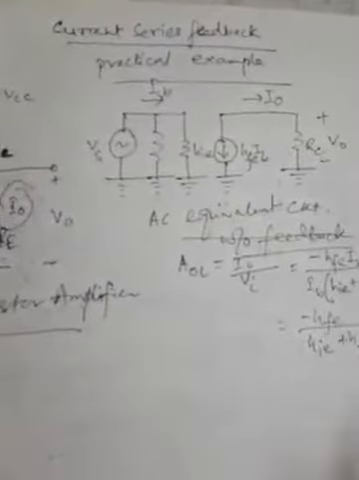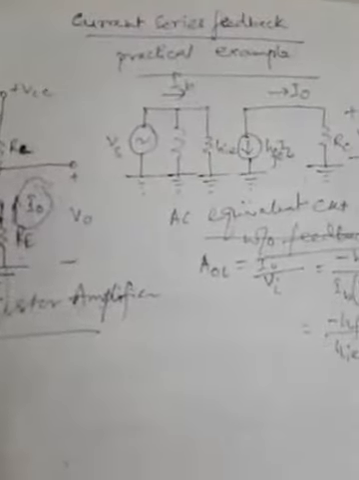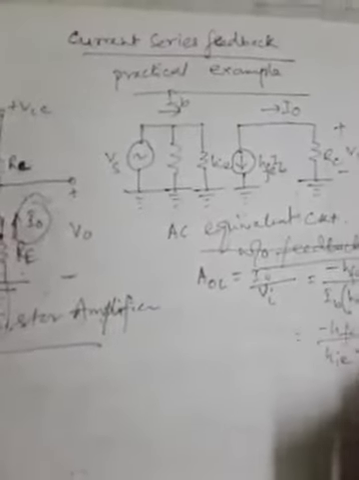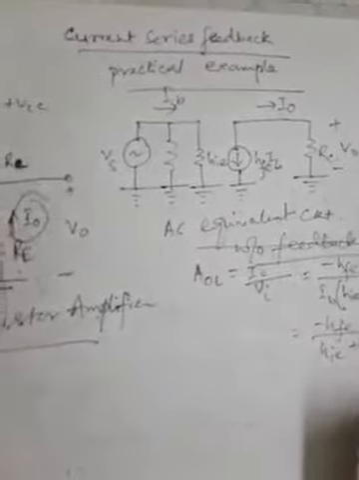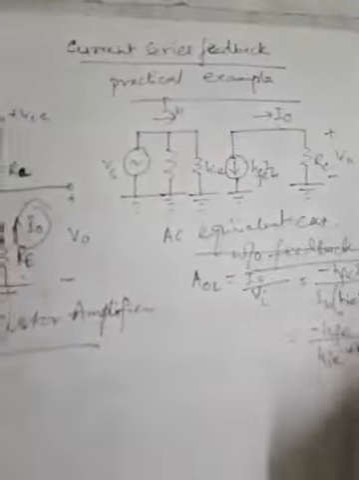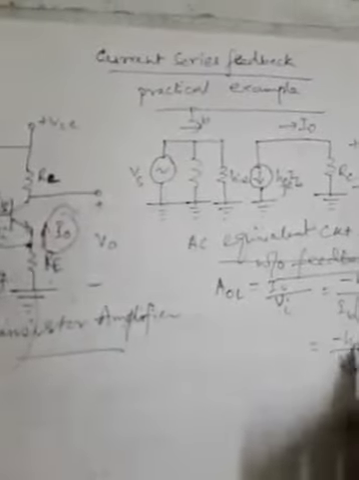Okay, sorry, this is not HFE, this is RE, because IB into RE is the drop across RE. So what is AOL? Minus HFE divided by HIE plus RE.